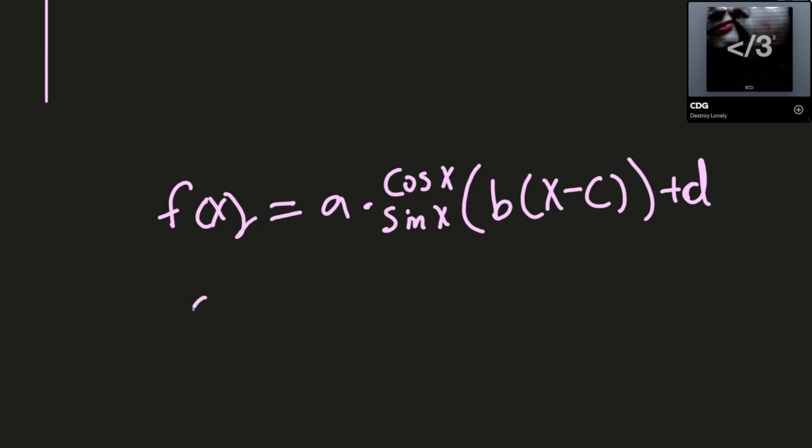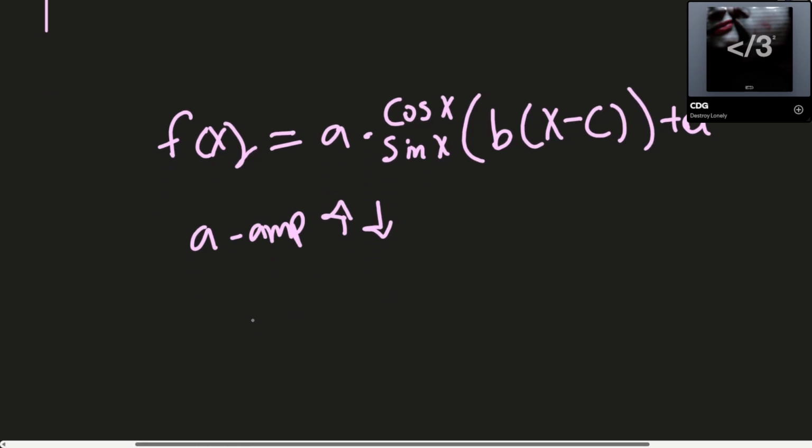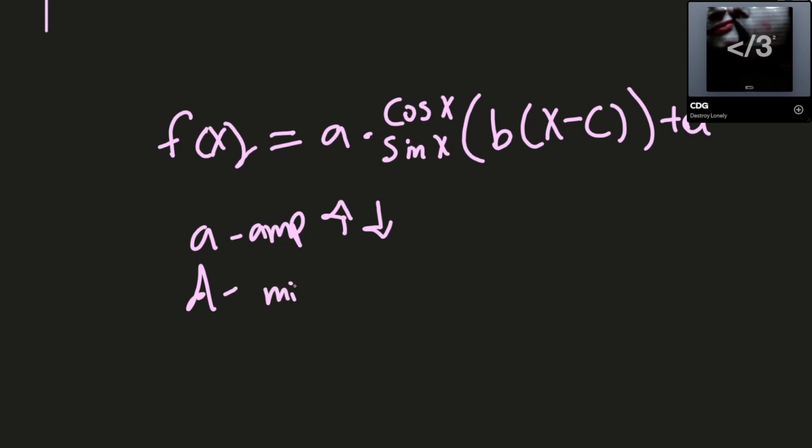The a value is the amplitude, and that's really how high and how low you are going from the midline itself. And to know that, the midline is really just the vertical shift, which is the d value, so d is the midline.